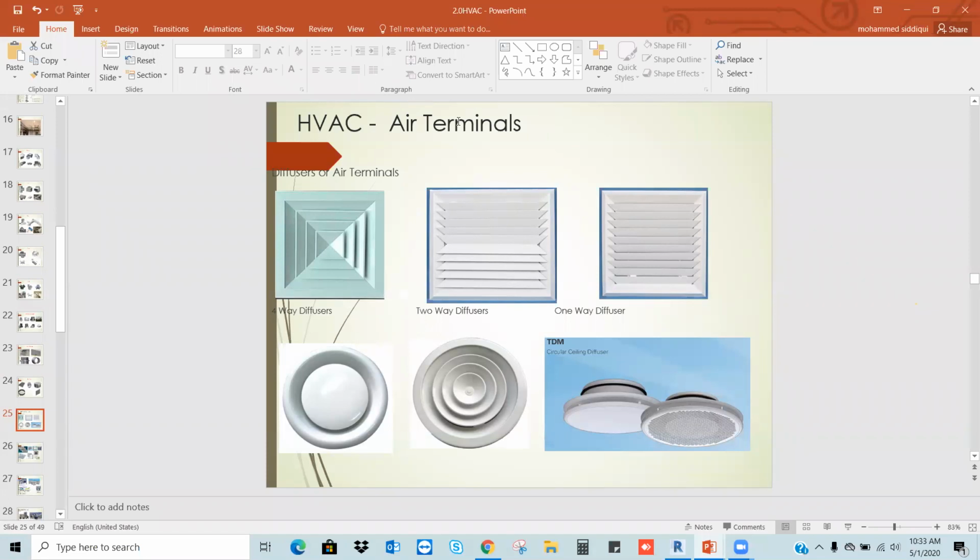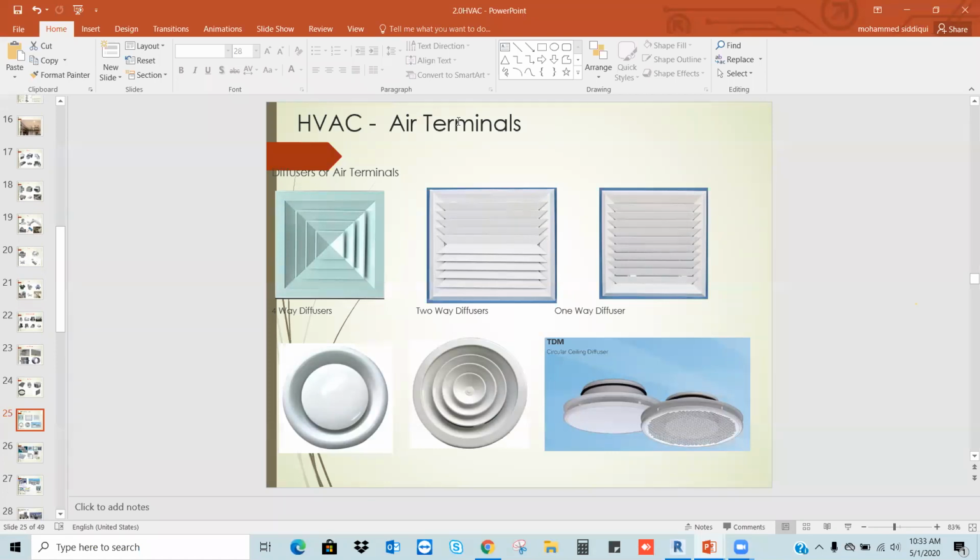And coming to the air terminals. So where are we starting our journey? We are starting our journey at the AHU, and we are reaching the room. In the room, we need to distribute the air through the air terminals to the diffusers. We have different kinds of diffusers.